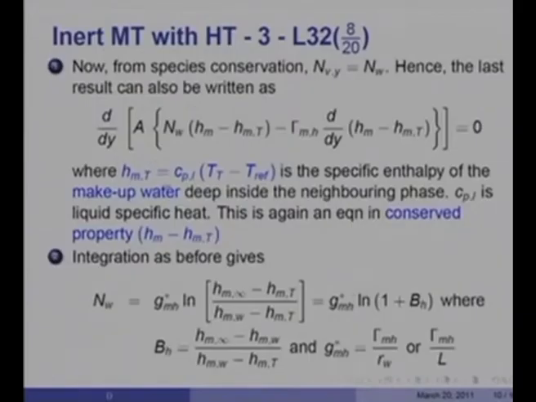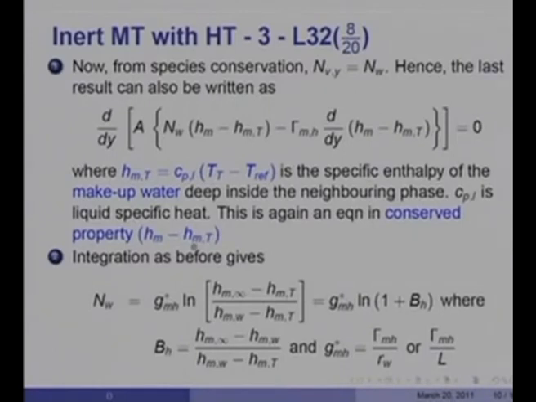So, H_MT would be the C_p of the liquid times temperature of the transferred substance, which is water in this particular example, minus T_ref, is the specific enthalpy of the makeup water deep inside the neighboring phase. C_pl is the specific heat of the liquid. Now, this is again a conserved property equation in H_m minus H_mt.